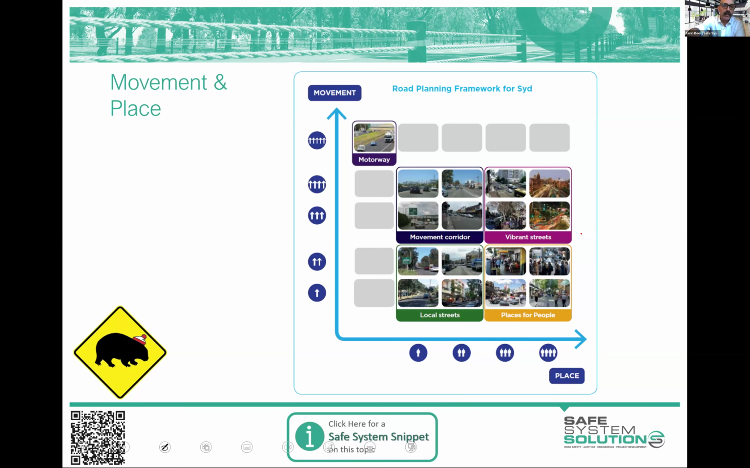And it says, okay, a road or a street can play a movement function, and that's the movement of people and goods, or it can provide a place function. And that is defined as a place for people to congregate, to trade, to interact, to socialize. That's the place value of an area.